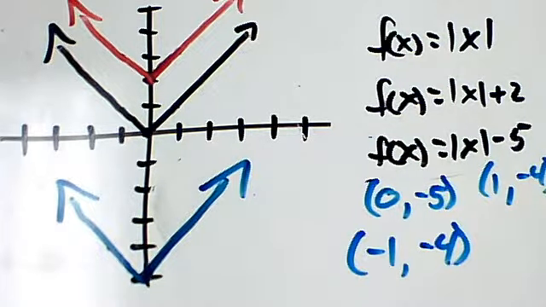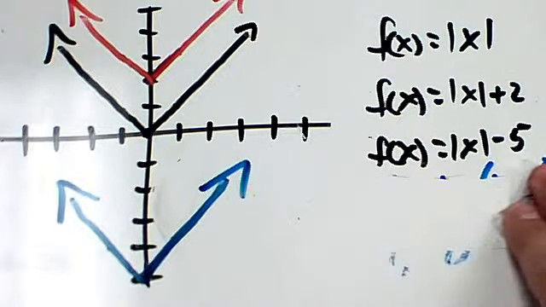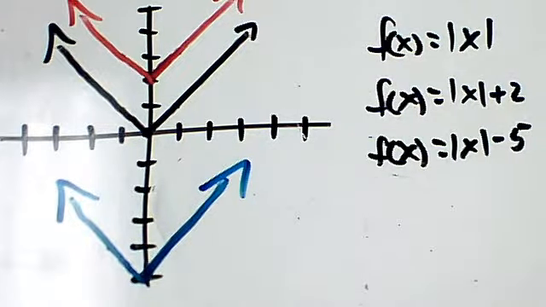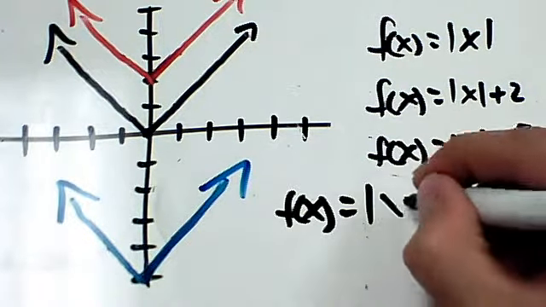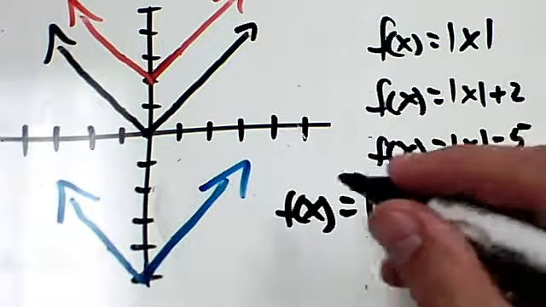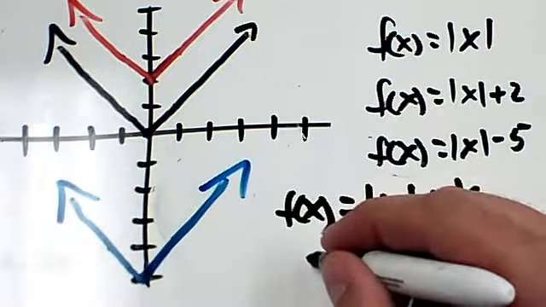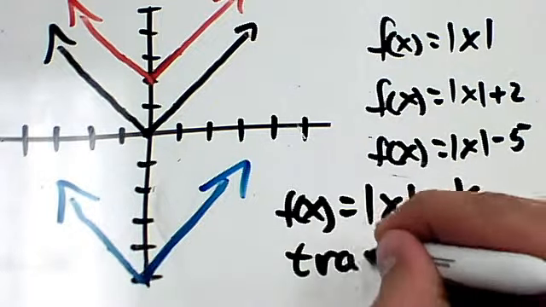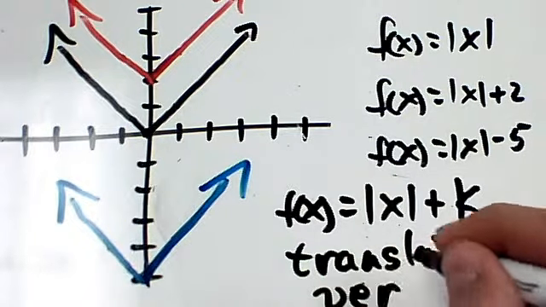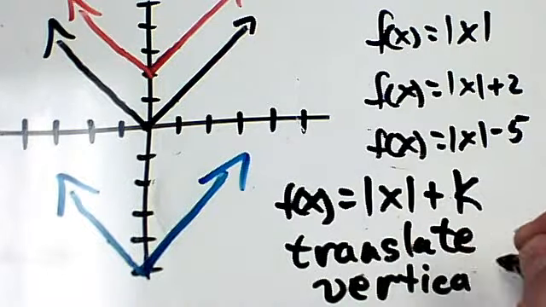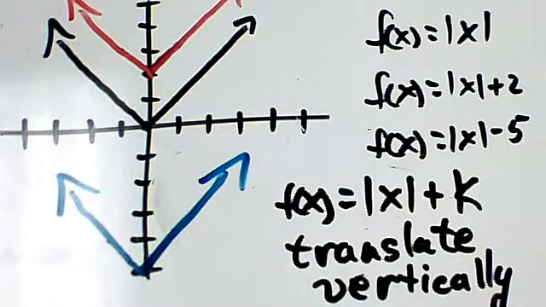Which means that the transformation ended up being the same as the linear transformation. So when you take your absolute value function, f of x equals absolute value of x, and you add some constant k, the parent function should translate vertically. It's going to undergo a vertical translation. The same thing as the linear function.